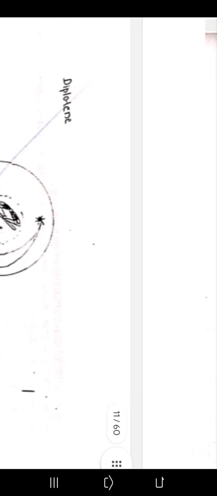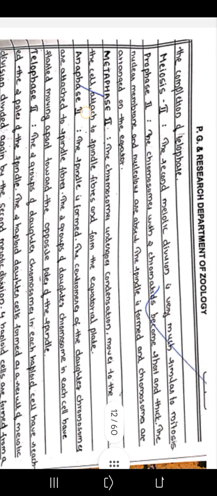Then telophase 1. The separation of homologous chromosomes is completed. At the opposite poles, two distinct daughter nuclei are formed. The daughter nuclei formed contain only half the number of chromosomes present in the parent cell. Cytokinesis may occur after some time, after the completion of telophase.